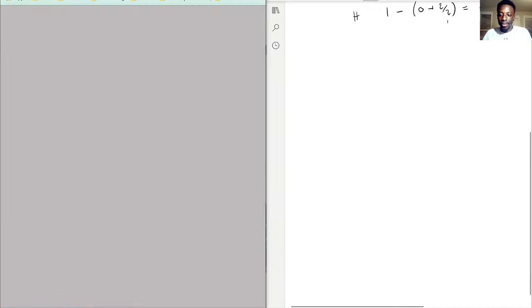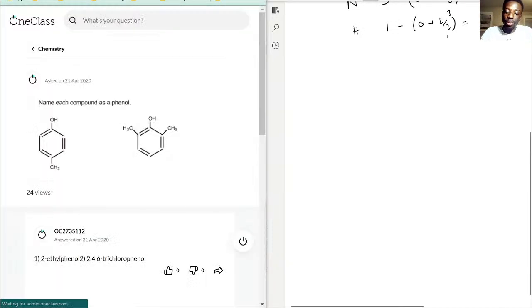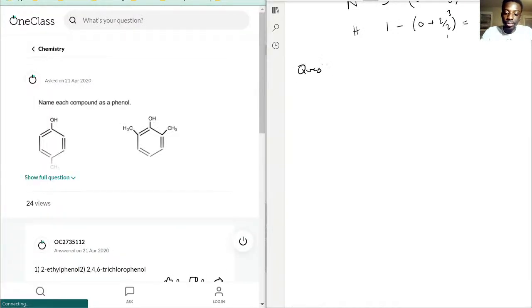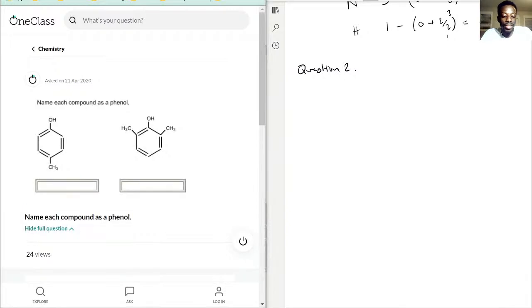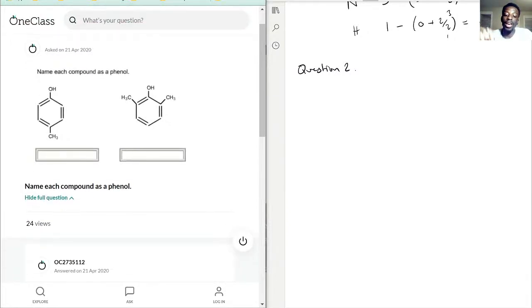So question 2. Hopefully you can read that. This question is asking us to name each compound as a phenol. Okay, so that seems quite wordy, but we'll break it down to understand what exactly a phenol is.